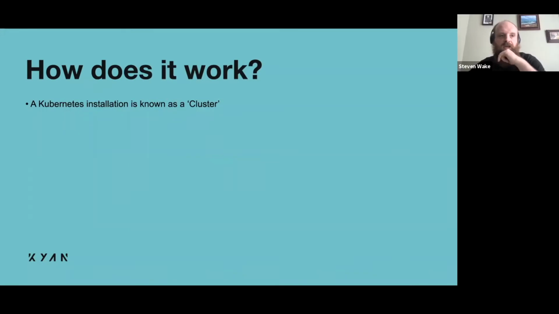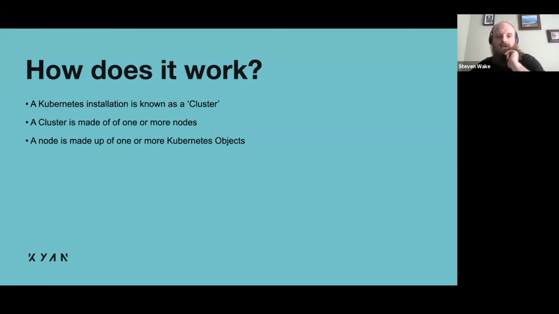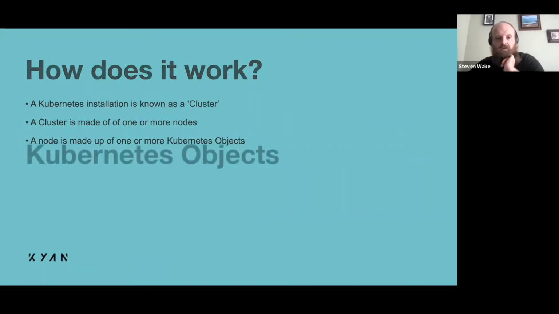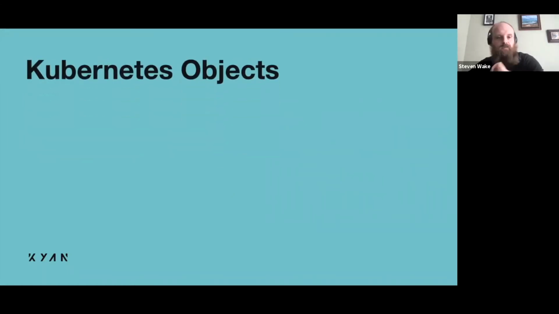So it's basically akin to a virtual private network, I guess, it's fairly similar. A cluster is made up of one or more nodes, and a node is made up of one or more Kubernetes objects. So what are Kubernetes objects? Well, there are lots of them. They range from quite generic to extremely specialized.